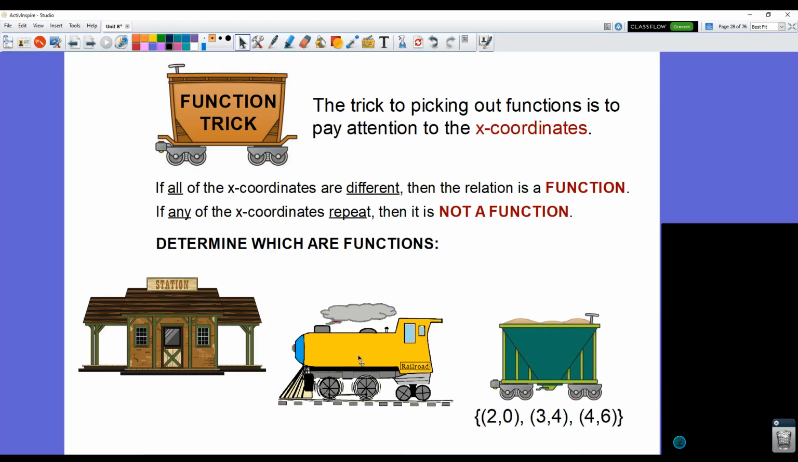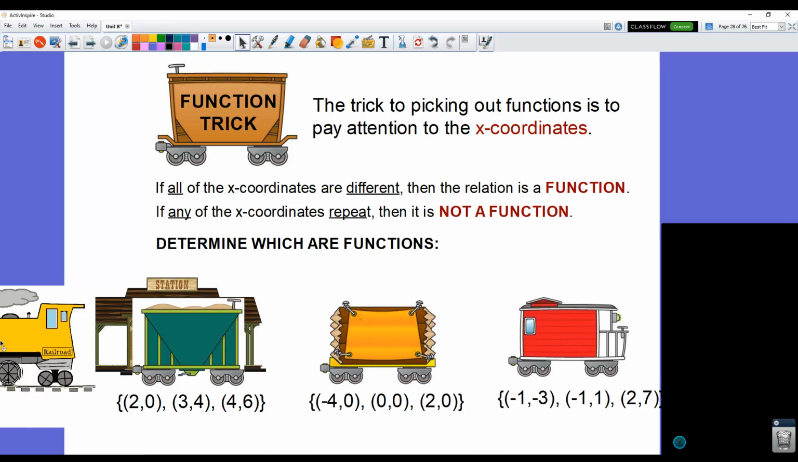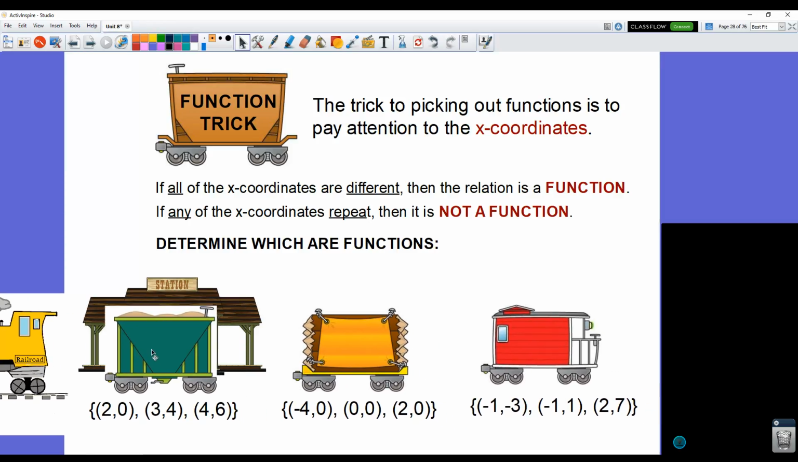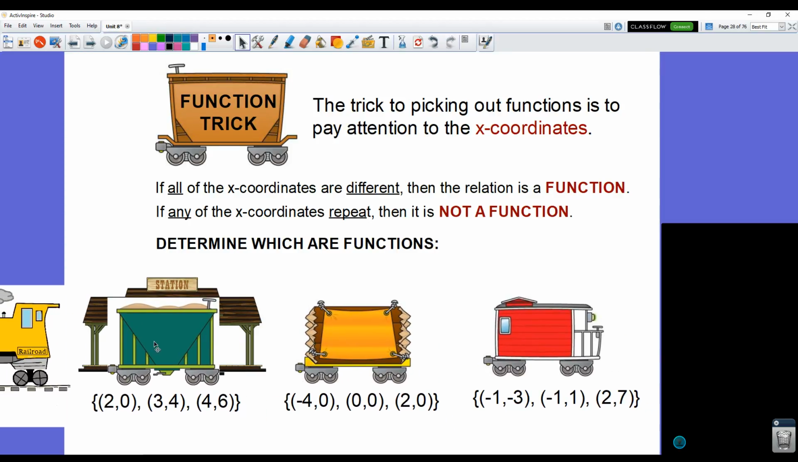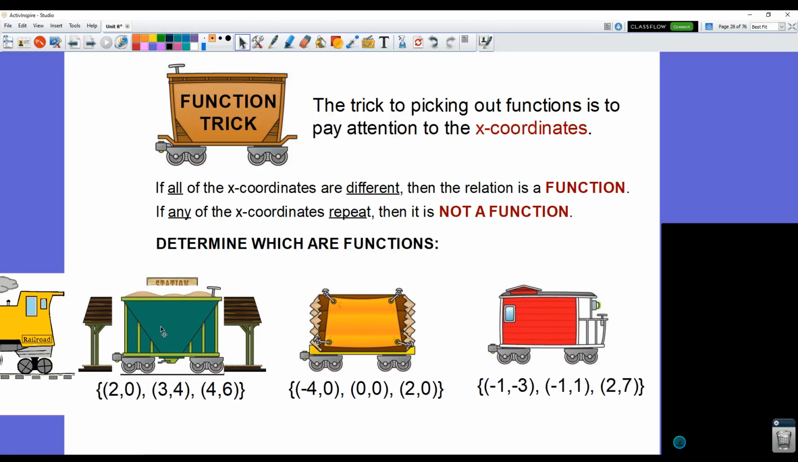All right, we're going to pull this train into the station. We've got 3 different boxcars here. So looking at each set of ordered pairs, let's go ahead and determine whether this is a function or not a function. I'm going to write F for function and NF for not a function.